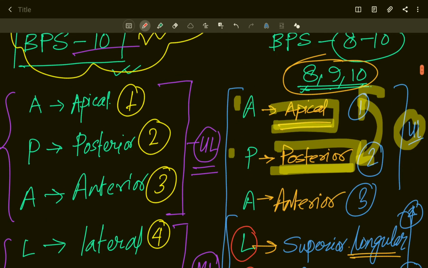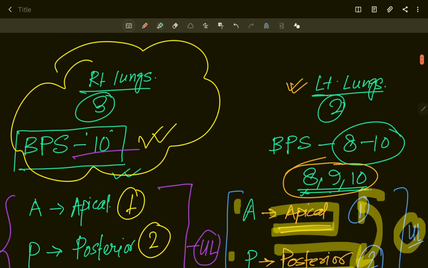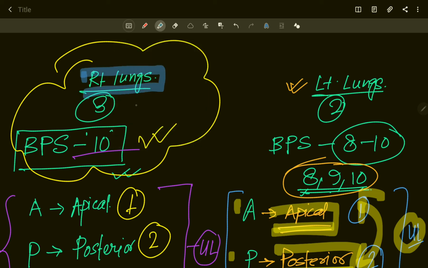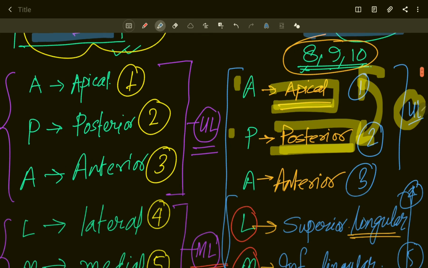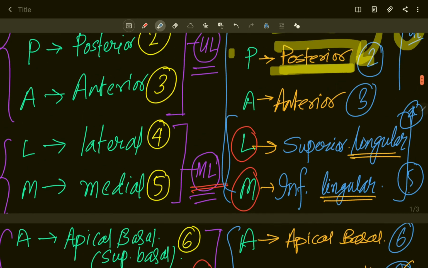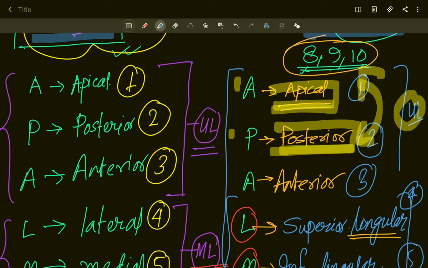Just for a quick review, I told you that the right lung has 3 lobes and 10 bronchopulmonary segments. The left lung has 2 lobes and 8 to 10 bronchopulmonary segments, either 8 or 10, it may vary. The names of these segments are EPAM. Remember this mnemonic, these are all the names of these segments, and these segments are given specific numbers, 1, 2, 3, 4, like this.